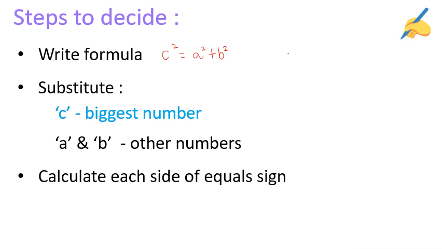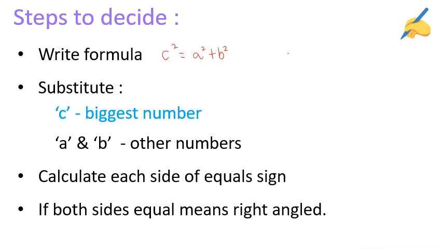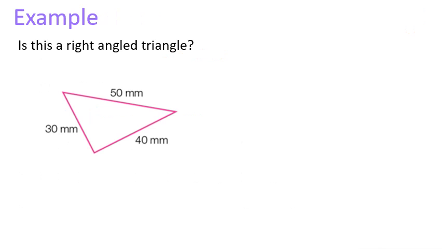Next, we calculate each side of the equal sign. So we calculate c squared, and then we calculate a squared plus b squared. If both sides are equal, then it means the triangle is right-angled. Okay, let's have a go at this example. Is this a right-angled triangle?